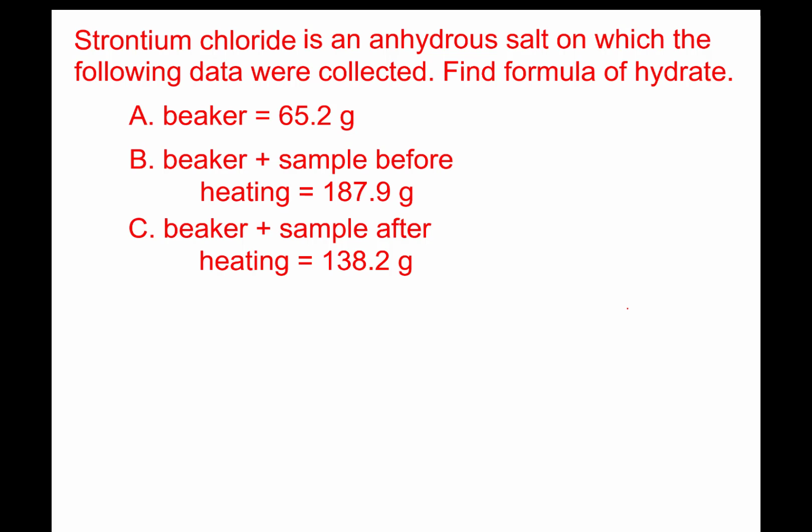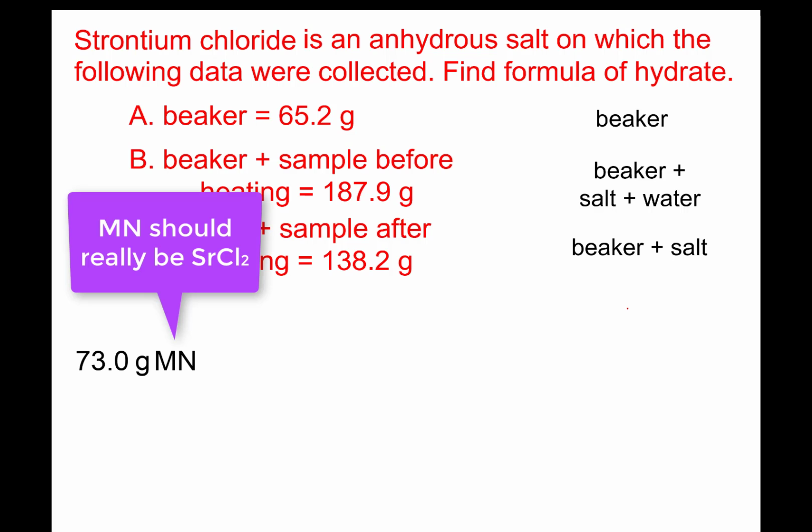Next one, strontium chloride is an anhydrous salt, right? That's an ionic compound on which the following data were collected. Find the formula of the hydrate. So we now know what the ionic compound is. It's strontium chloride, so we're not going to be writing Mn anymore. So our beaker has a mass of 65.2 grams when it's empty. You put the sample in it. So the sample is the hydrate, which is the salt plus water. And then you heat it up and the water evaporates and you're left with just the salt.